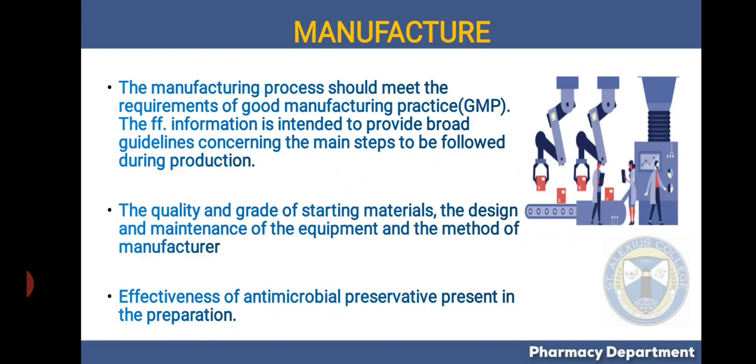For the manufacturer naman, the manufacturing process should meet the requirements of good manufacturing practice or the GMP. The following information is intended to provide broad guidelines concerning the main steps to be followed during the production: the quality and grade of starting materials, the design and maintenance of the equipment, and the method of the manufacture. For the effectiveness of antimicrobial preservatives present in the preparation.